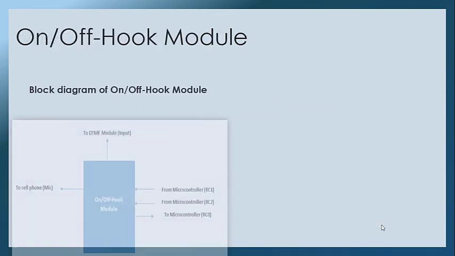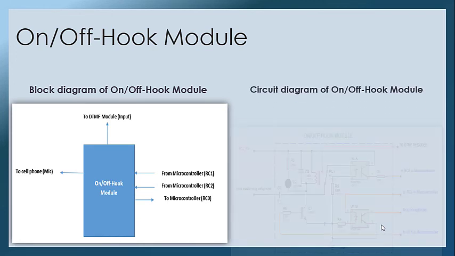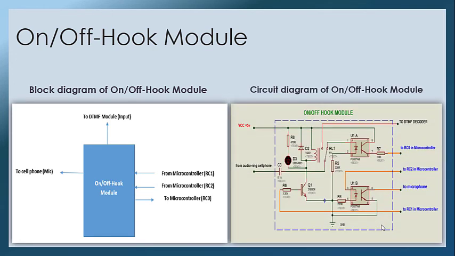The second component is the on-off hook module. The main function of this component is to activate off-hook mode when the cell phone is ringing, or on-hook mode if the microcontroller decides to, by making a quick short circuit between the microphone wire and the ground.